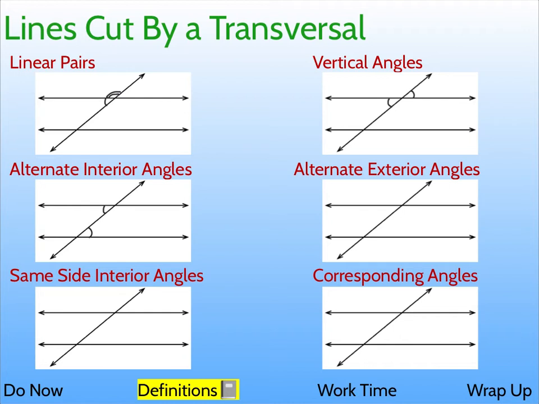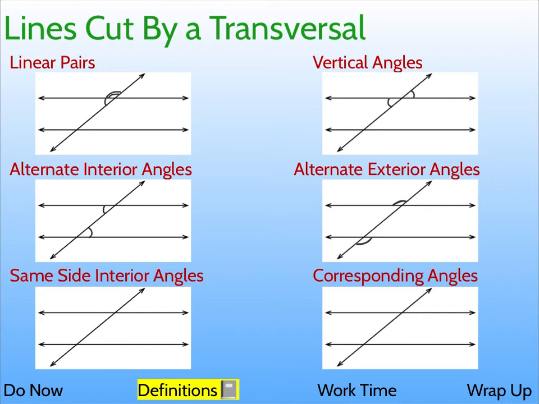Now, alternate exterior are going to look similar to that. Same idea, except they're going to be on the outside. So instead of in here, we're looking up here and down here. So here's an example of alternate exterior. We have this angle on the left and this angle on the right. And yes, those are congruent as well when the lines are parallel.